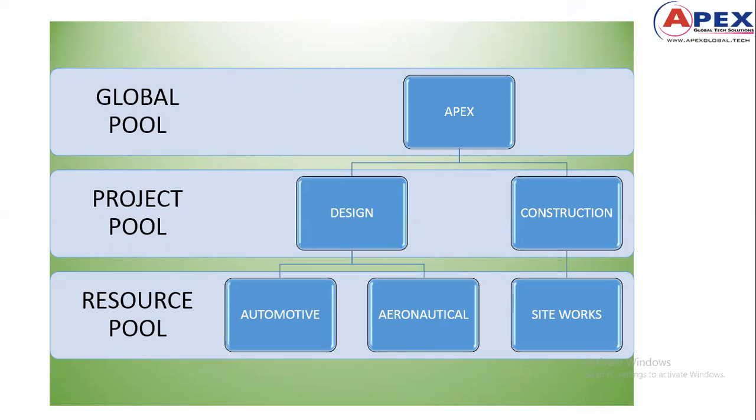Under design and construction, we have three resources in total: one is for design, two is for design, and one is for construction. Under design, we have two activities, that is automotive and aeronautical. And under construction, we have site activities. Got it?